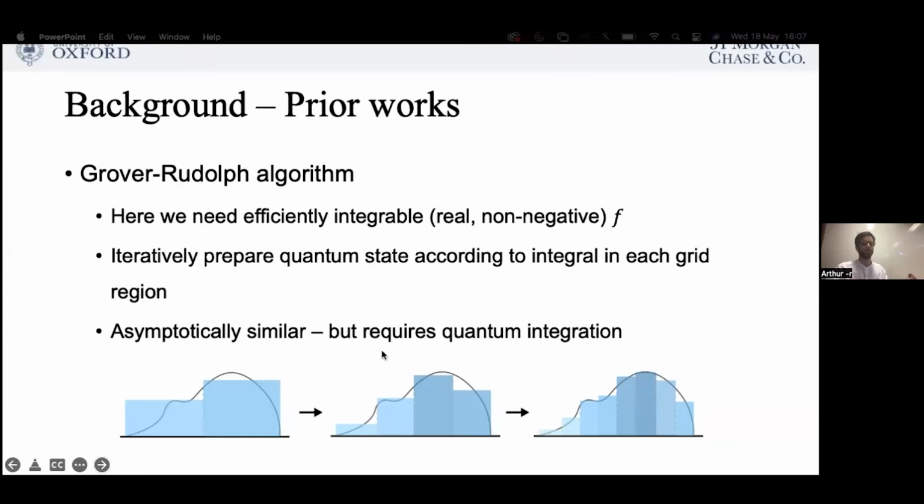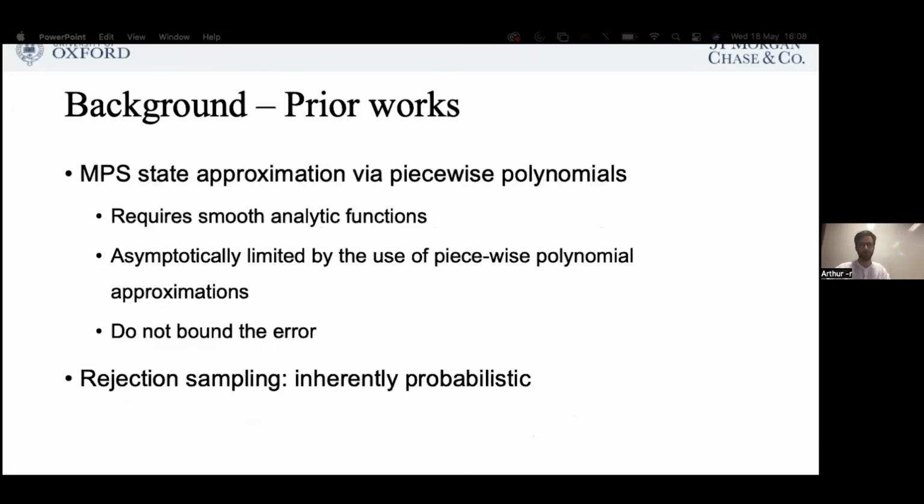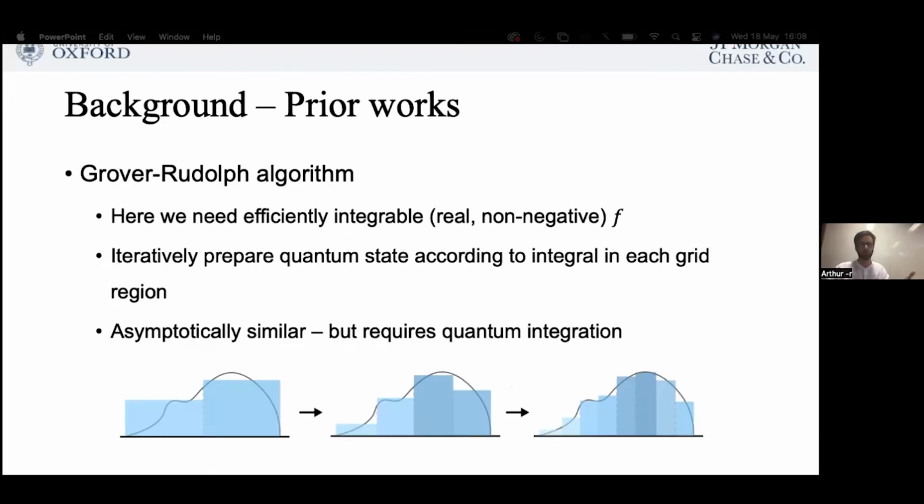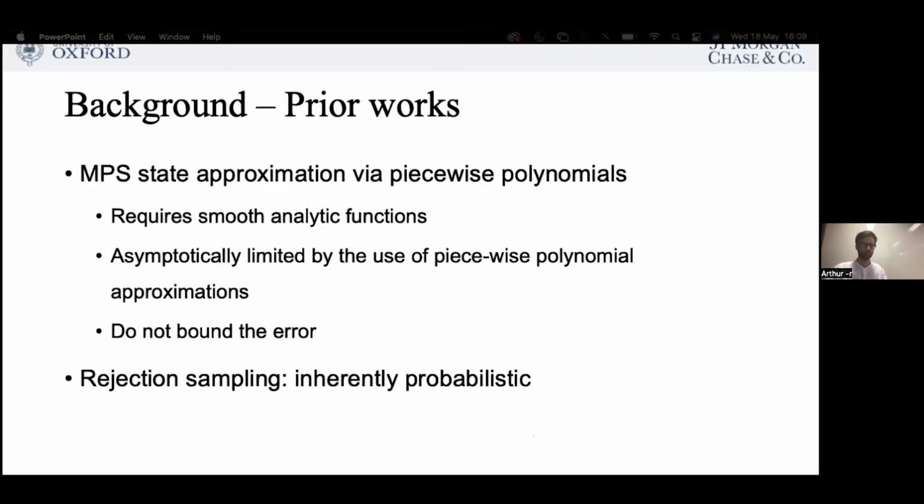The main limitation, though, is that it requires quantum integration. So in any application where the objective is to perform quantum Monte Carlo simulation or something along those lines, or quantum integration, you obviously lose any speedup by using this technique, since you have an integration algorithm built into it. So this technique works, but not for those problems. Also, it only works for real non-negative functions.